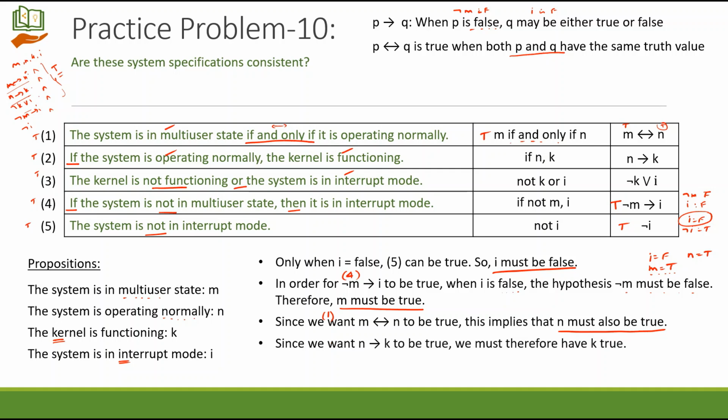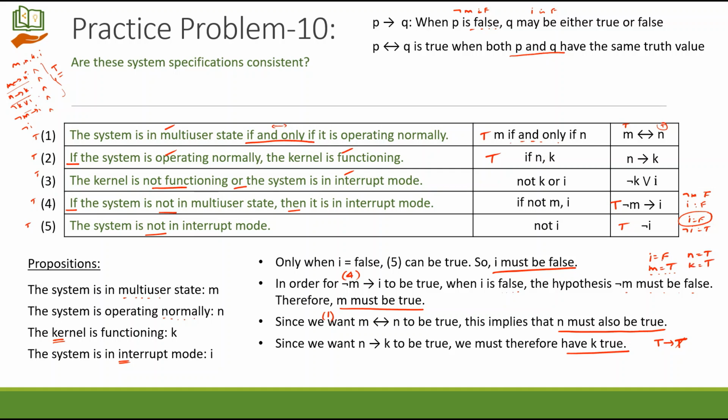Now the next one. Since we want N implies K to be true, we know the hypothesis is true, so the conclusion should not be false. If T implies false, that is P implies Q where P is true and Q is false, you will have false. So automatically, when the hypothesis is true, the conclusion should also be true, which will make K also true in order to make this particular specification true. So from this we have the value of K to be true. So K is equal to true.